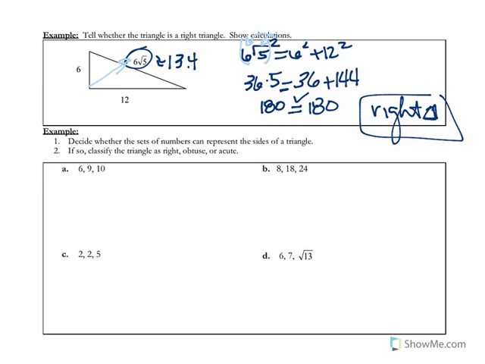Show calculations. Yep, I showed all my work right here. And then I was able to prove, based on the picture, based on our converse to the Pythagorean theorem, that this is a right triangle.